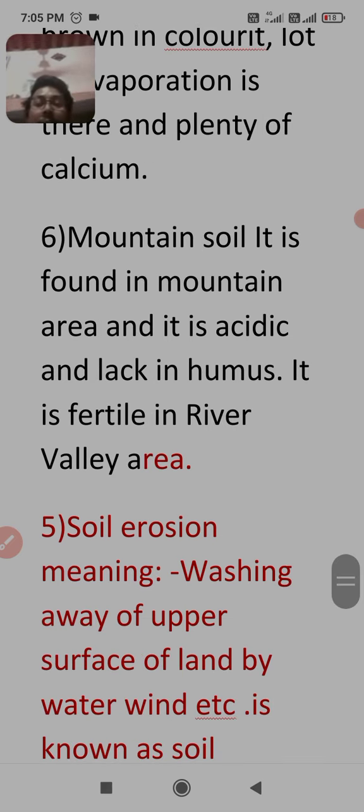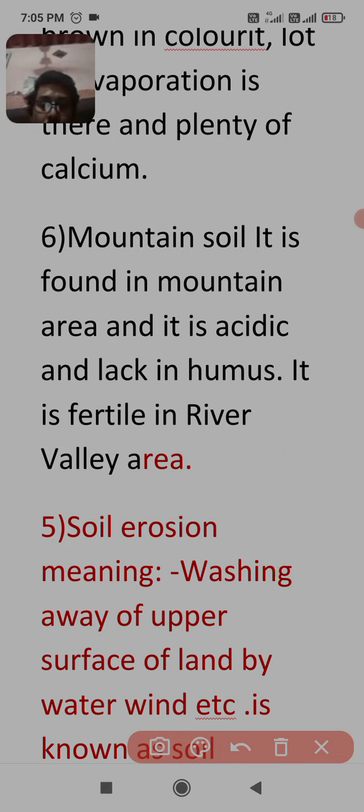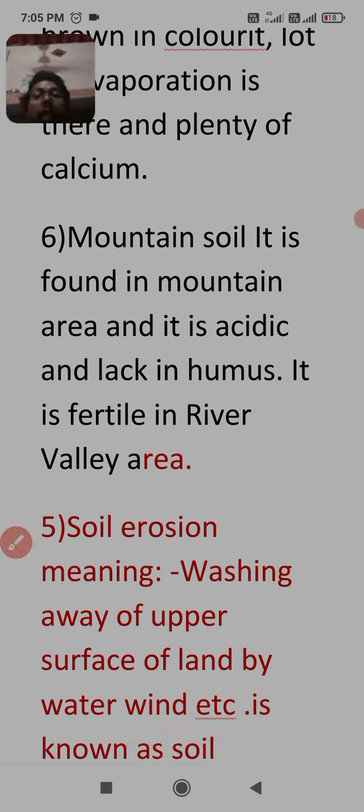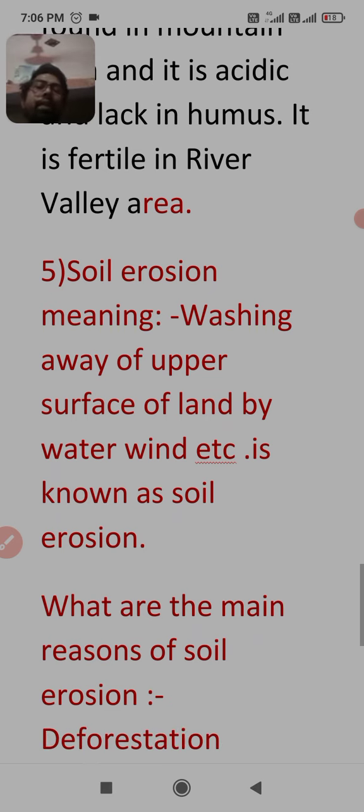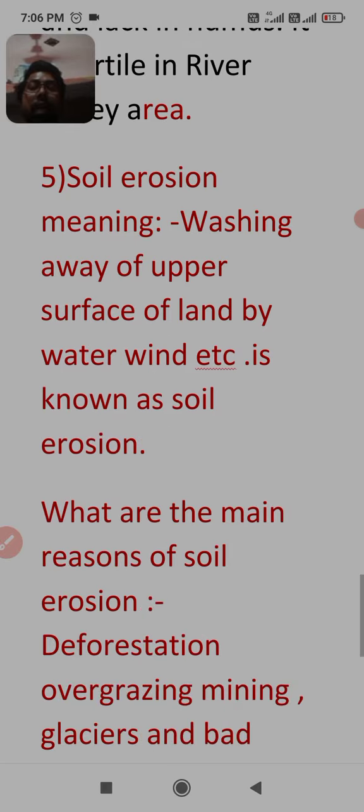Next and major point of the lesson. So you know very well about soil, types of soil in India, and the major factors affecting the making of soil. I think you got all 2-3 points we learned today. Next major point, soil erosion. First one, the meaning of soil erosion. Washing away of the upper surface of land by water, wind, etc. is known as soil erosion. I think you also learned this topic in science. Next, what are the main reasons of soil erosion?